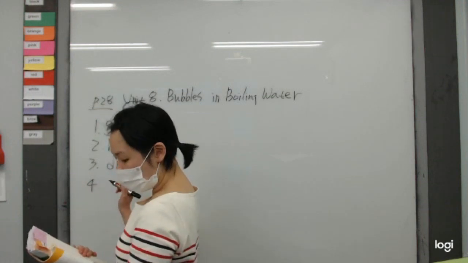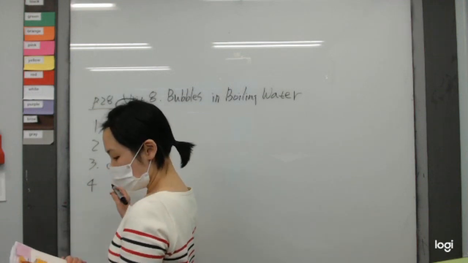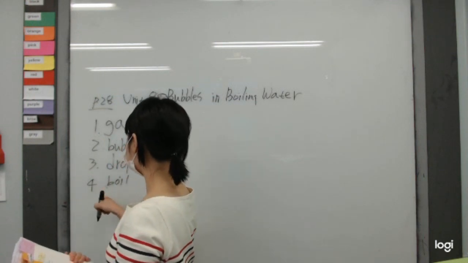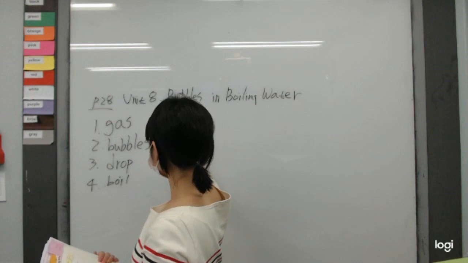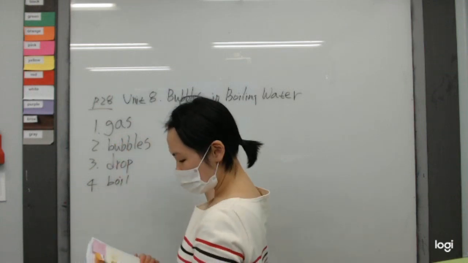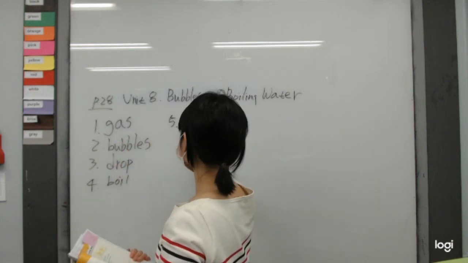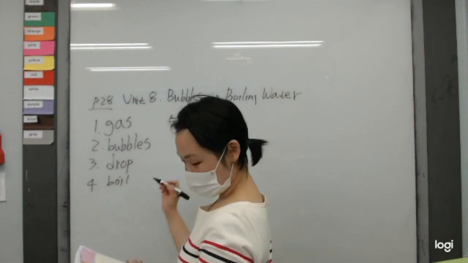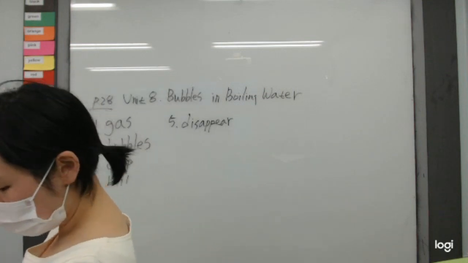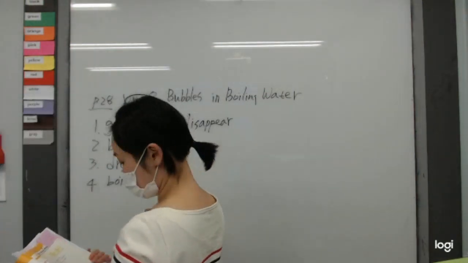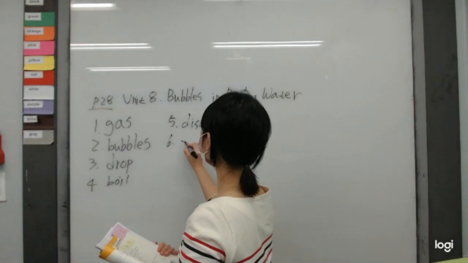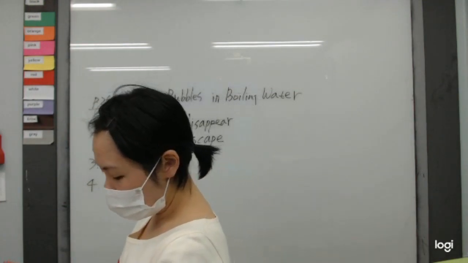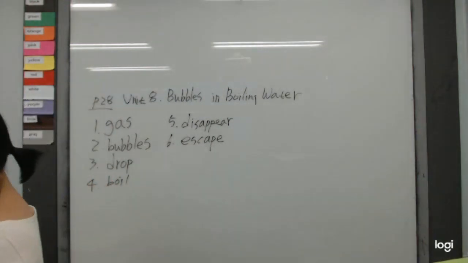Number four, Dorothy. I always use a kettle to boil water for tea. Good. And number five, Ellie. Disappear. After a while, the smoke will disappear. Okay, number six, West. Good. Don't let the bird escape from its cage.